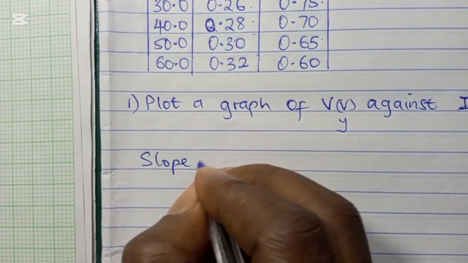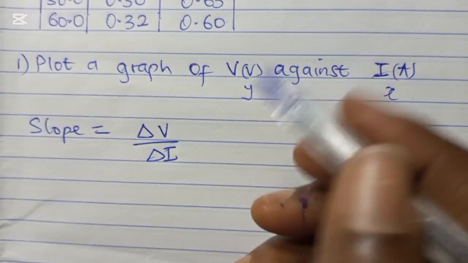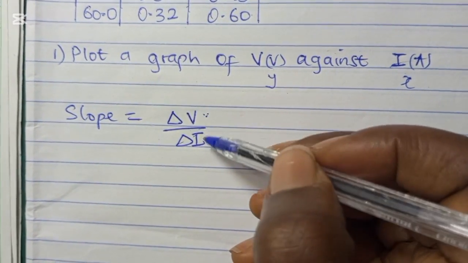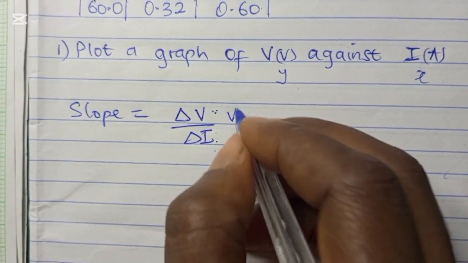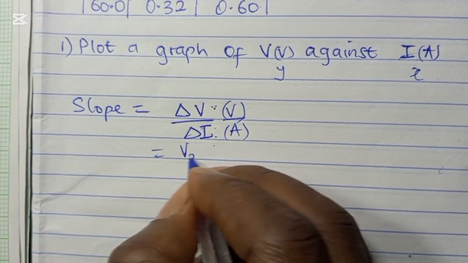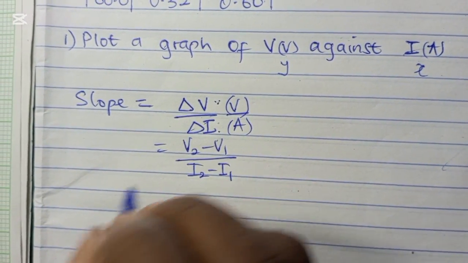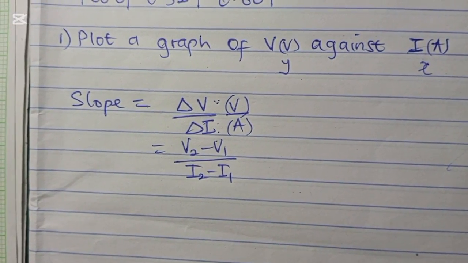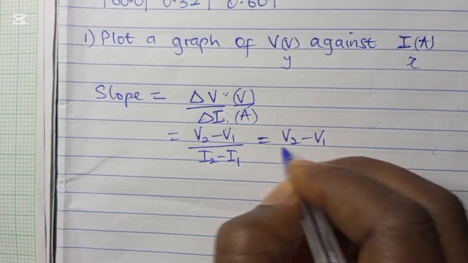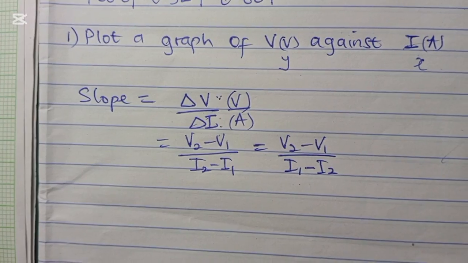So slope. How do you get your slope? We have change in V against change in what? I. So some candidates will say change in X or change in Y against change in what? X. But you plotted V against I. So you should use what you plotted. This is volt. Why this is what? Amperes. That is the unit, okay? And this is equal to V2 minus V1 all over what? I2 minus what? I1. But remember that this is a negative slope. So it's going to have a negative sign. So I'm going to say V2 minus V1 all over I1 minus what? I2. Do you understand? For it to have a negative sign.